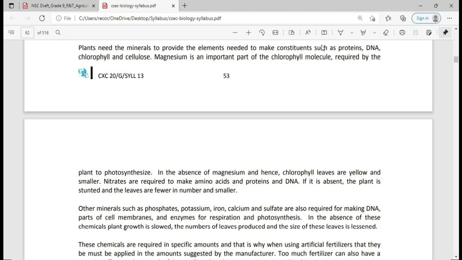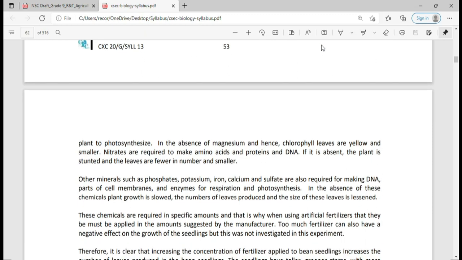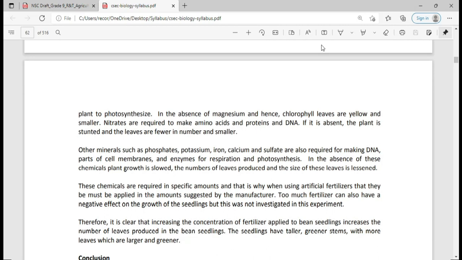So here you're realizing that the information is coming from your nutrition, the topic nutrition. You're seeing something about enzyme. You're seeing the various minerals needed by the plant and what they're used for. So it's very important that you have a good grasp of the link that there is with the lab that you're doing. Where am I going to get the information to support the discussion? In some cases, it might be one topic. In other cases, it might be more than one topic.